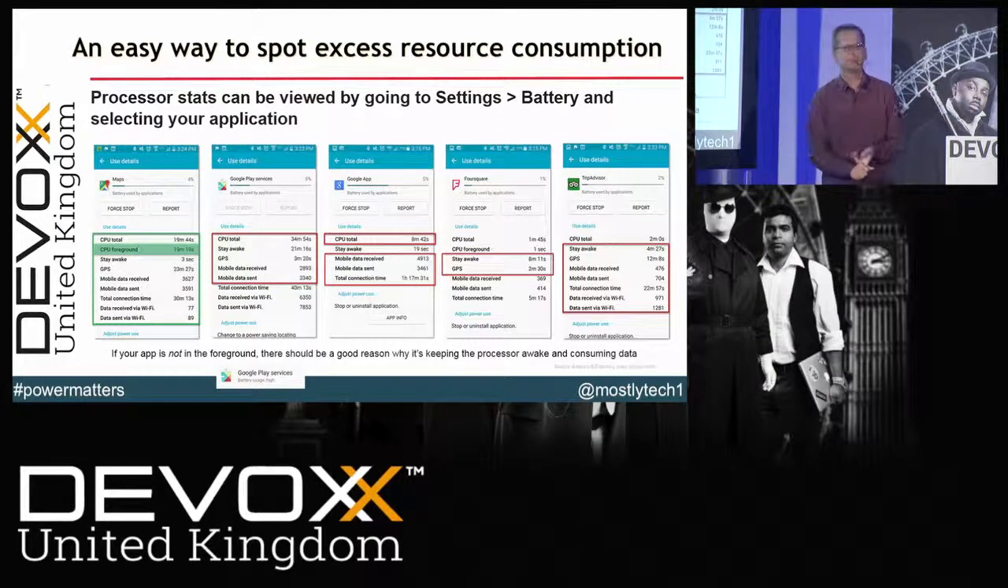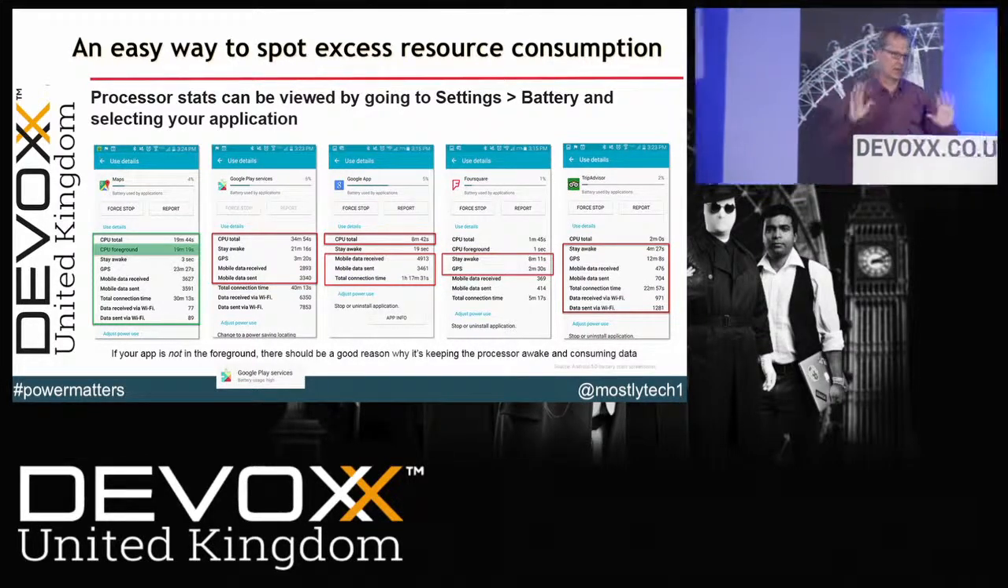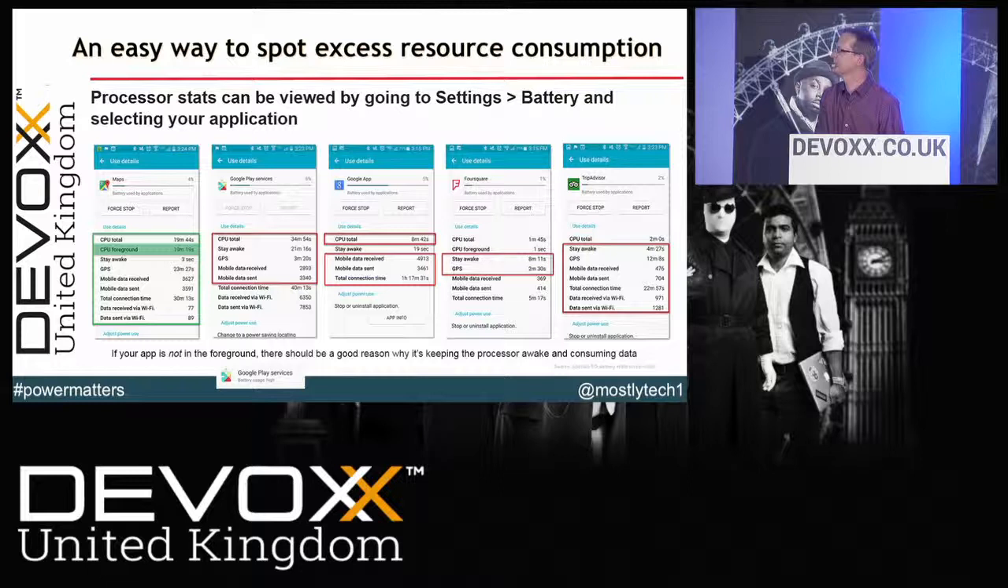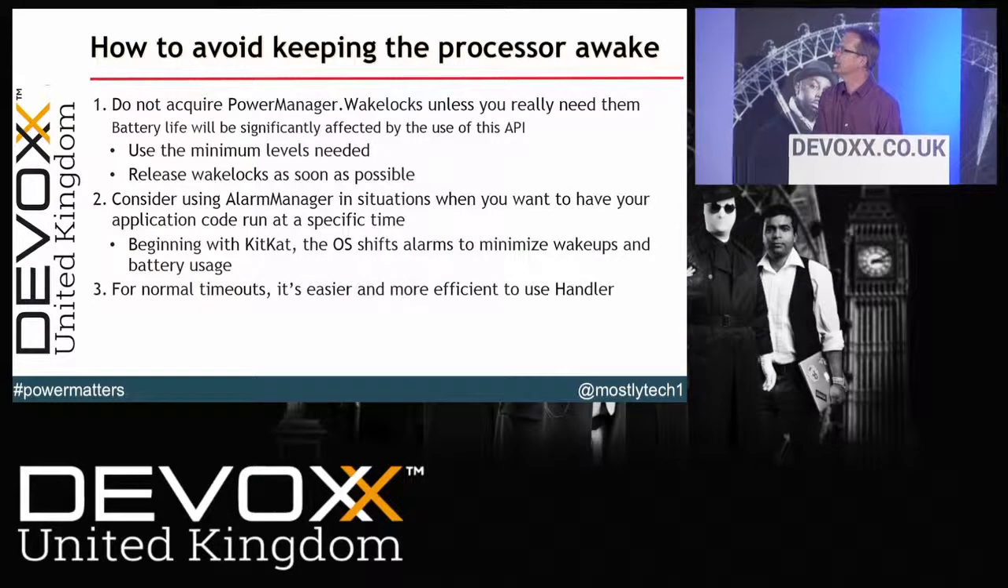So don't keep the processor awake. If an app's not in the foreground, you want to certainly be respectful of the environment. It's very easy to do. These are some examples for Android, but you'll find similar examples for iOS and other mobile operating systems. Don't acquire power manager wake locks. Use the minimum levels if you do. Release them as soon as possible. You want to use alarm manager where you want to have the application run at a specific time.